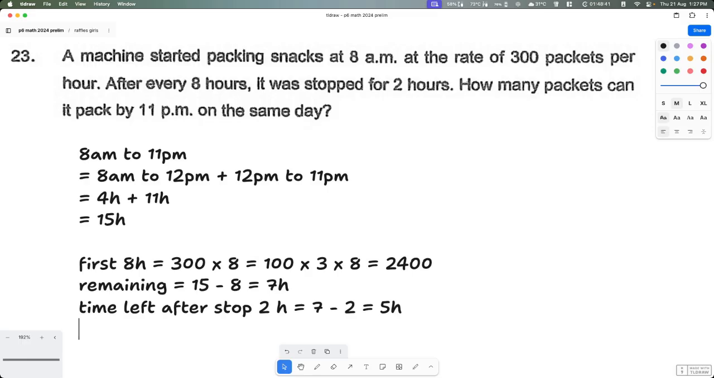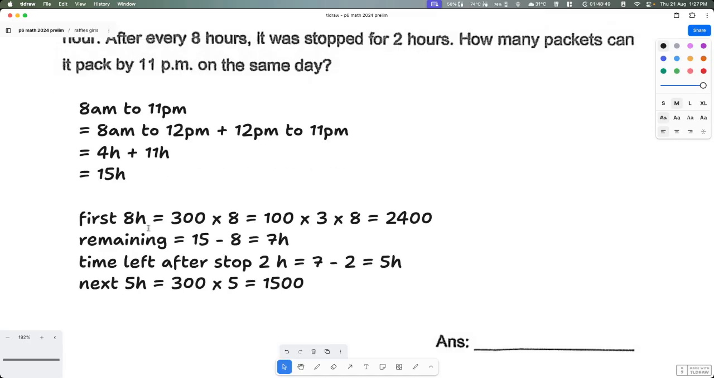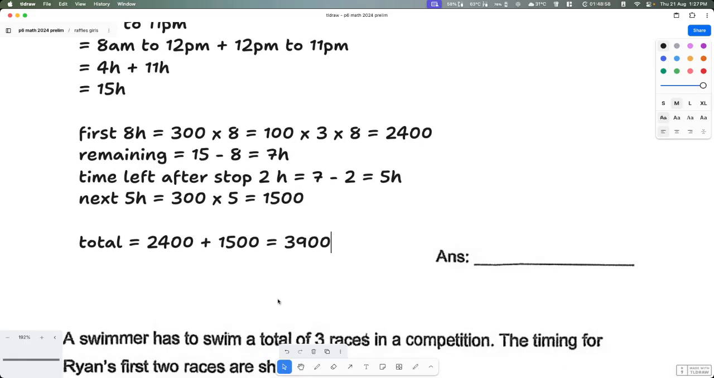So next, 5 hours is equal to 300 times 5, which is equal to 1500. So total is equal to 2400 plus 1500, equal to 3900. Okay, there you go. So the answer is 3900. Okay, so that's it. Let's move to the next question.